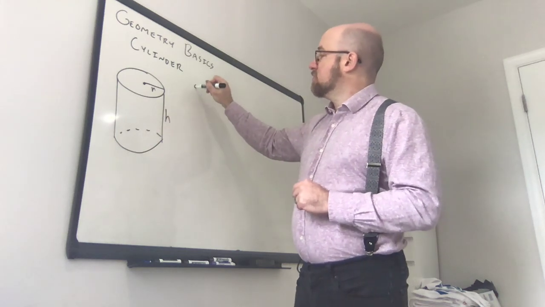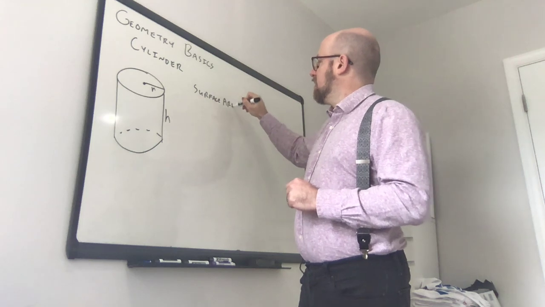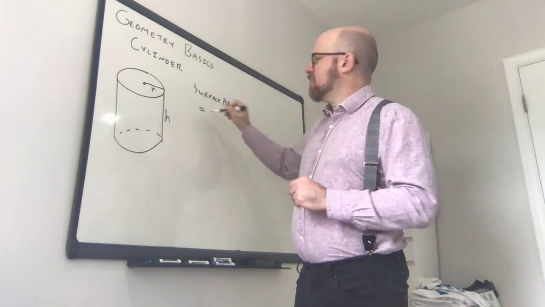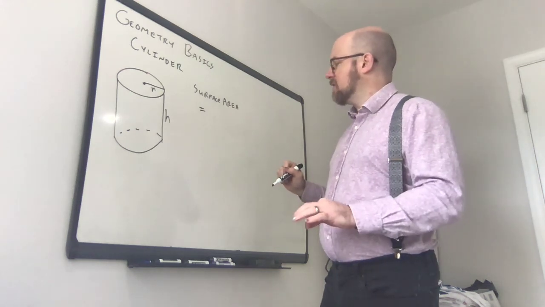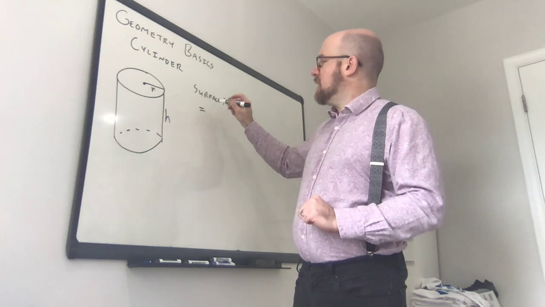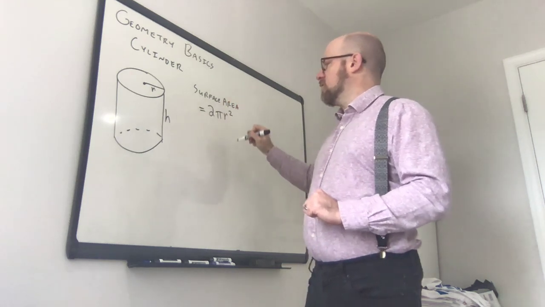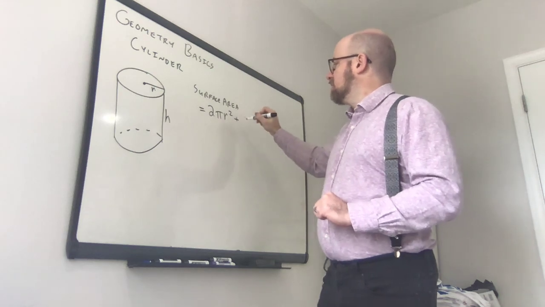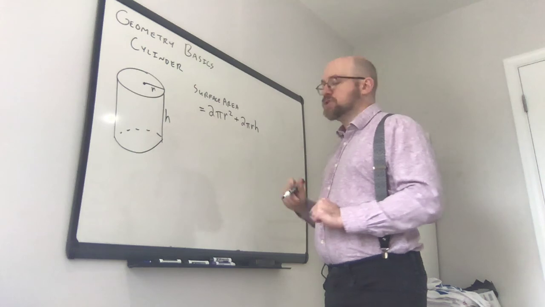Okay? Now surface area is, I'll write down the formula and then I'll explain to you a little bit of where it comes from. It's a little bit confusing. But the surface area is going to be 2 times pi times r squared plus 2 pi r h.